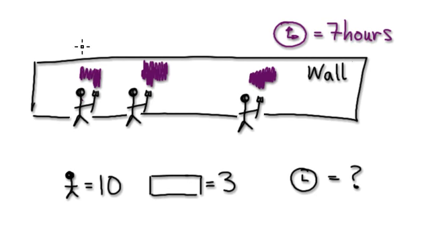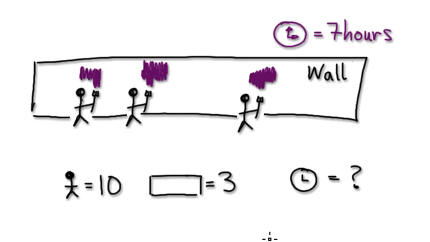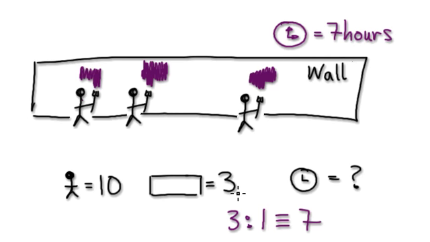Okay, so to do this, start by summarizing the situation. The situation currently is three people, one wall, and 7 hours. This is our current situation. Our target is to get to 10 people, three walls, and in what amount of time. So we are trying to find out X.